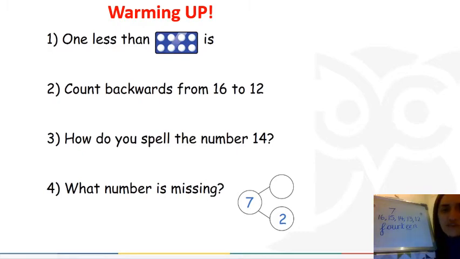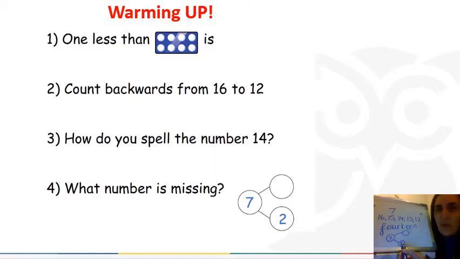Okay, question 4. What number is missing? So we can see we have a part-whole model. Can you tell me what is the whole? The whole is 7. 7 is the head. Remember, the 2 arms stretch out to give you the parts. One of the parts is 2. So how could I work out the other part?